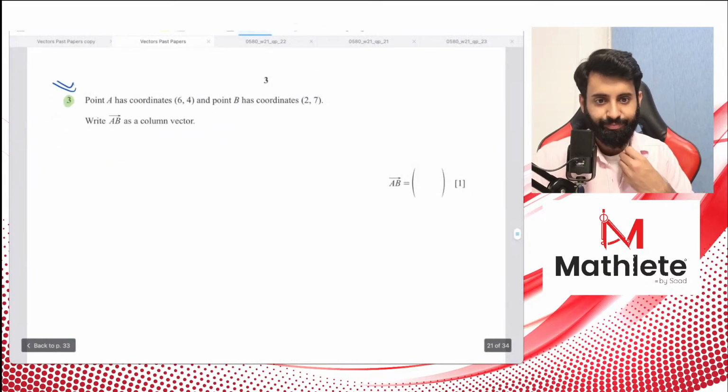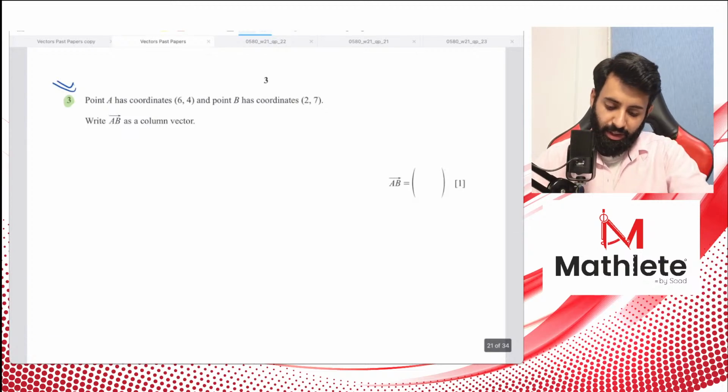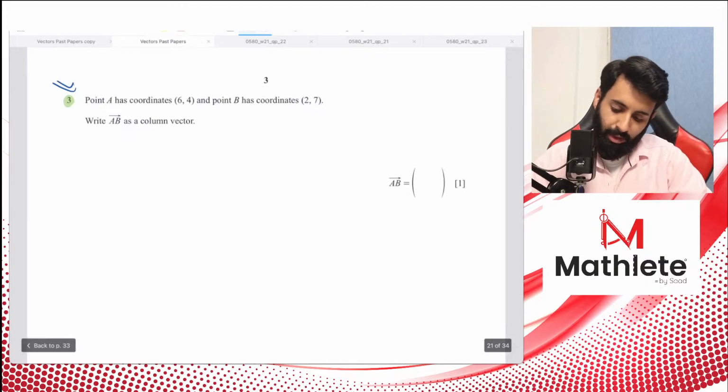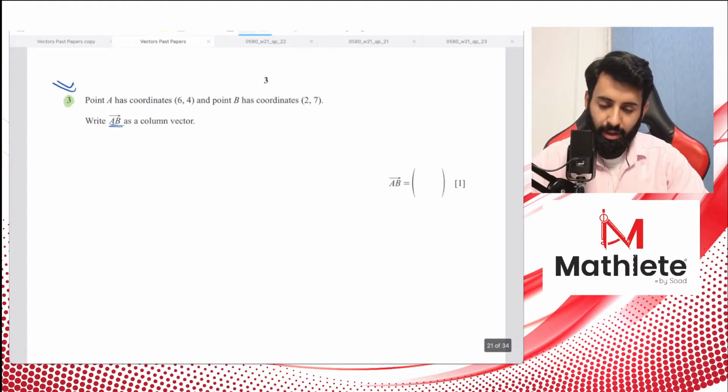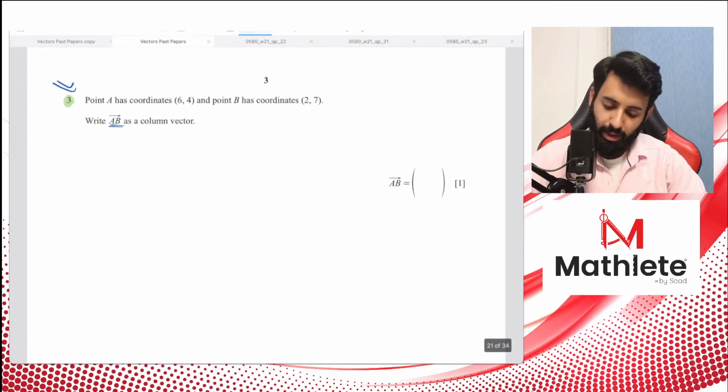Let's see what it says. So it says here point A has coordinates 6, 4 and point B has coordinates 2, 7. Write AB as a column vector. Okay, so that means you need to write AB using the coordinates of A and the coordinates of B. Okay, so how do we do that?